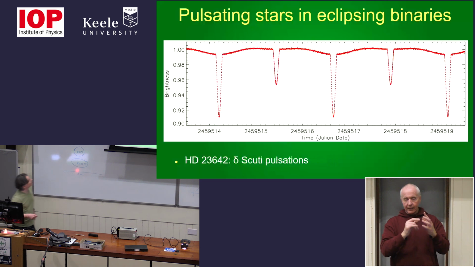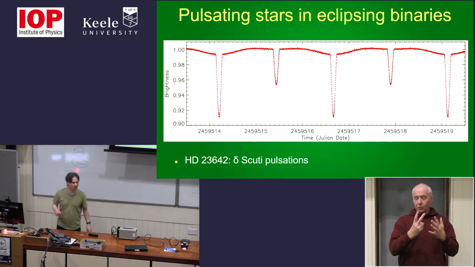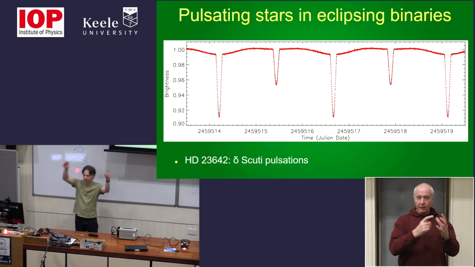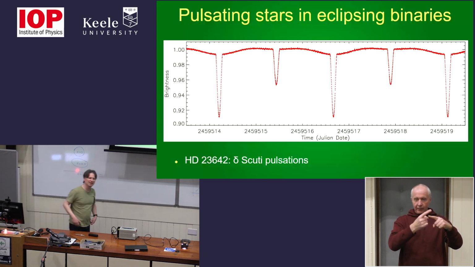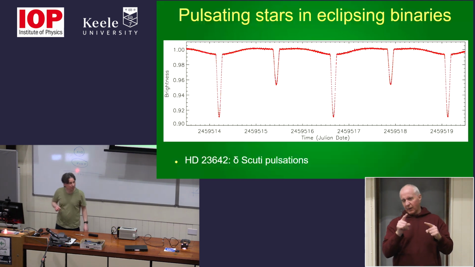So here's another one. This is HD 23642. It's quite a bright star, a different kind of pulsation here. This is what we call delta scuti pulsations. They occur near the surface of the star, and they happen in a much shorter time scale. So typical time scale, maybe half an hour to 2 hours, maybe to 3 or 4 hours. You can cover a couple in the night sometimes.